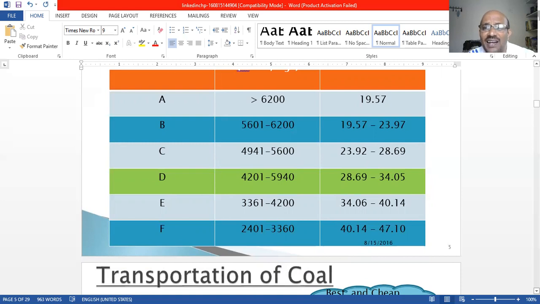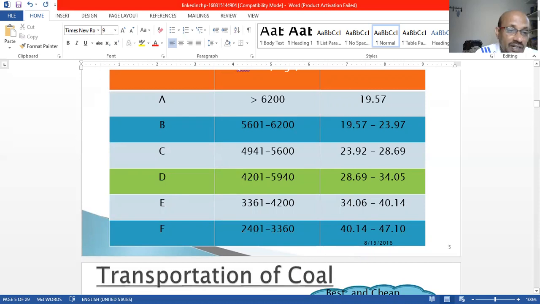Though the ash content will be less, that is the availability in India. That we have to recognize. Why are we not going to use A grade, B grade, C grade? So what is the availability in our country? Those coals we are going to use after refining. Okay.